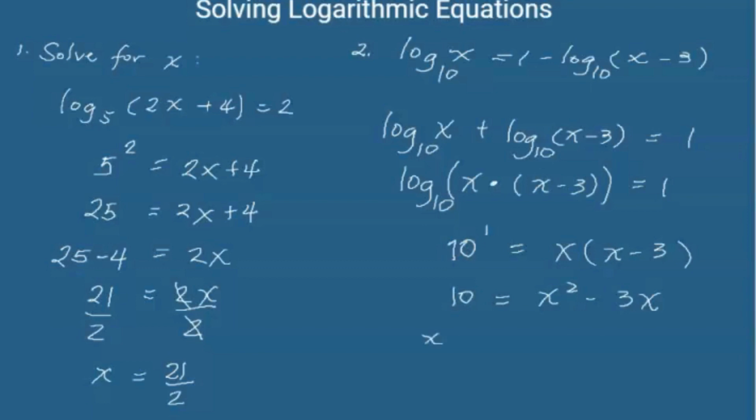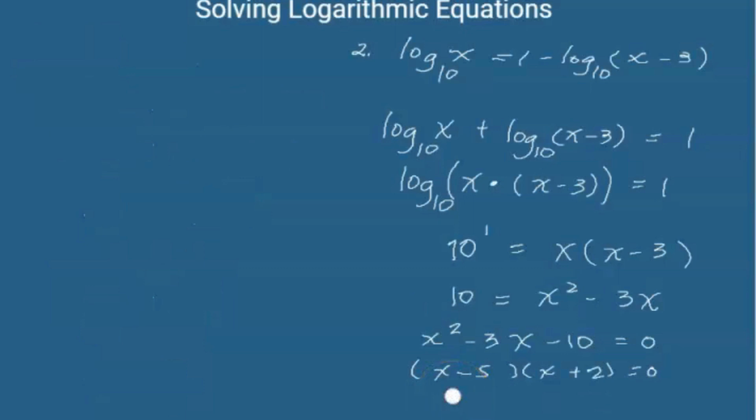So we have x squared minus 3x minus 10 equals 0. So this is a quadratic equation that we can solve by factoring. So this is x minus 5 times x plus 2. So the values for x are x equals 5 and x equals negative 2.